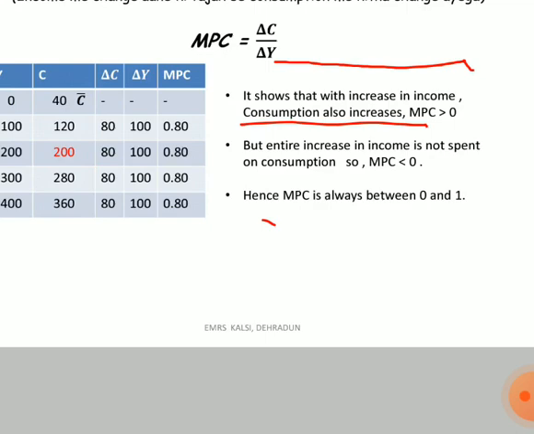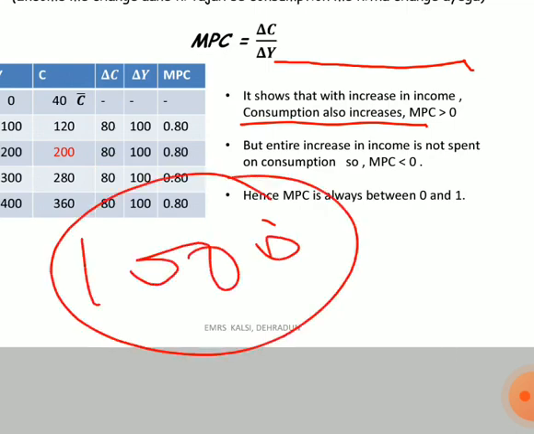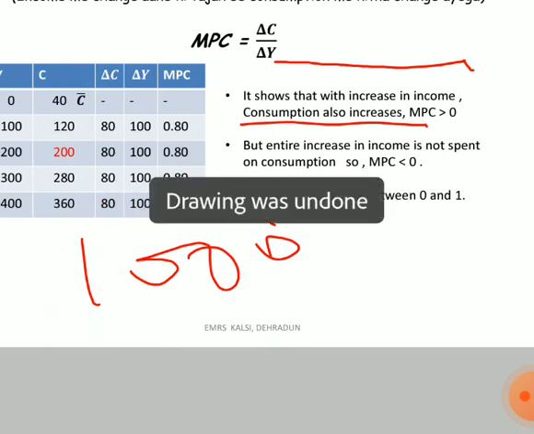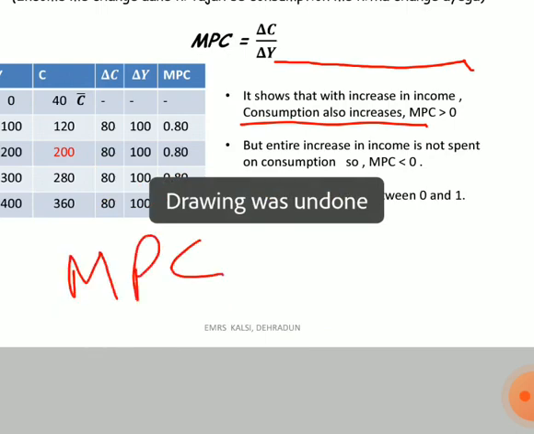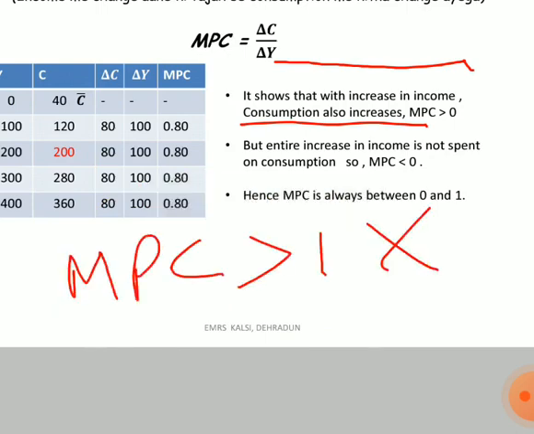If your additional income is rupees 1000, then you can spend the whole amount of 1000 rupees. You can spend less than 1000 rupees. You can save the entire 1000 rupees, which means you are not spending anything out of these 1000, so MPC will be 0. But you cannot spend more than 1000 rupees because this is additional. So MPC can never be more than 1. This is not going to happen.